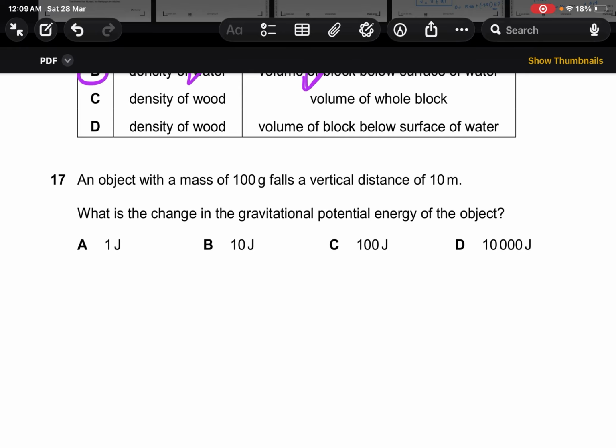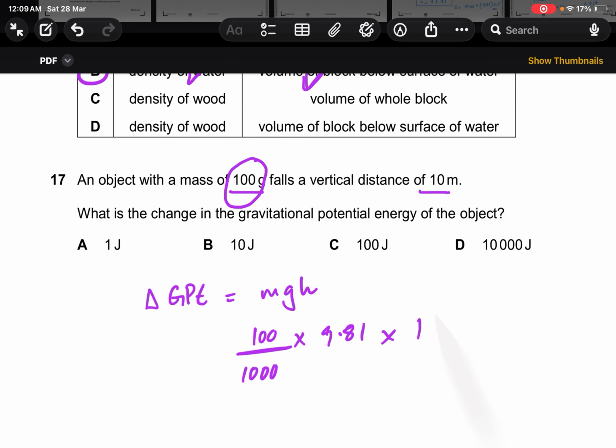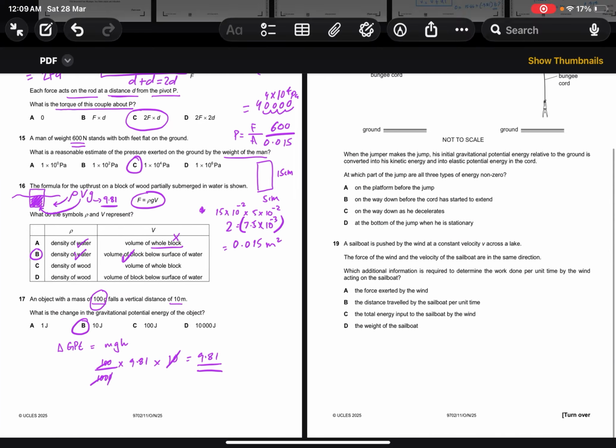An object with a mass of 100 grams falls vertically a distance of 10 meters. What is the change in the GPE of the object? So change in GPE equals mgh. Mass is in grams, so we convert it into kilograms. How do we convert it? Divide by 1000, times g, which is 9.81, times height, which is 10. Still, I think I should do it on a calculator. I should not just risk it. I know I'm right, but why risk it? Yeah, we get 10 joules as our answer if we round off 9.81.